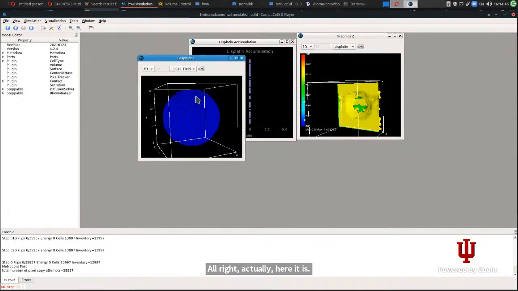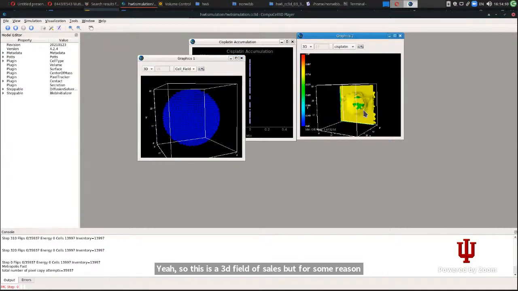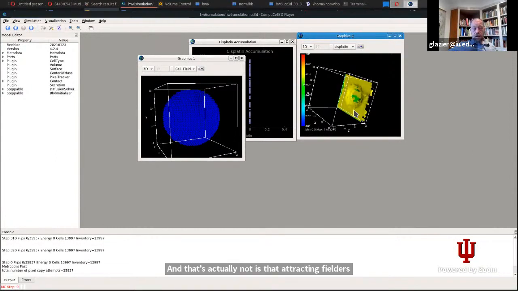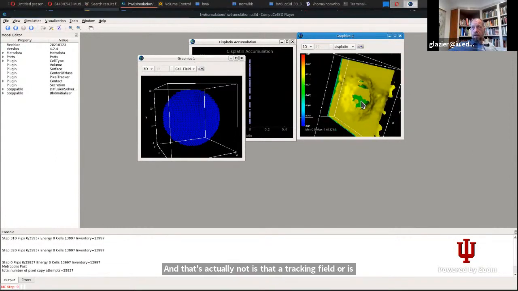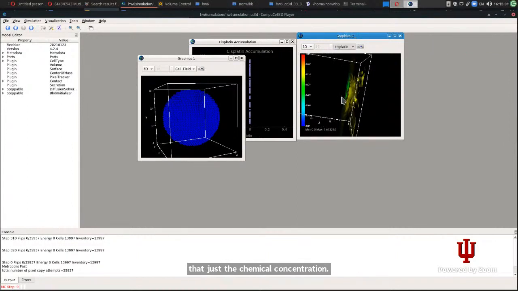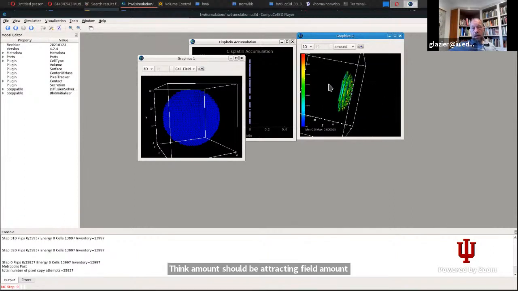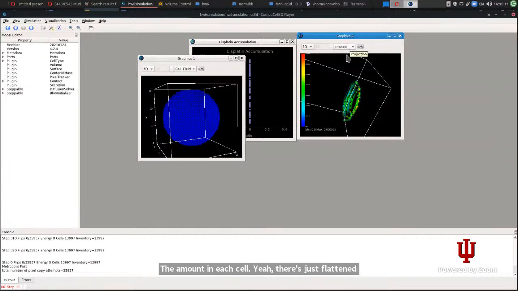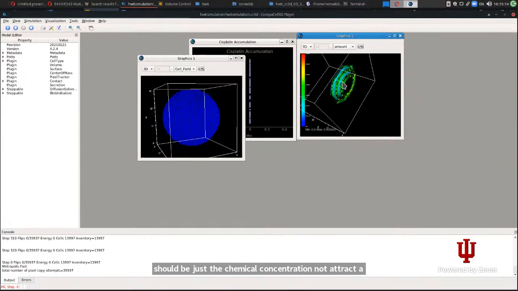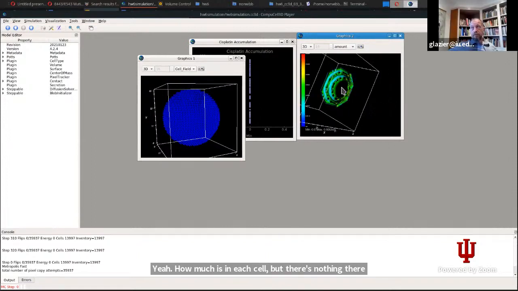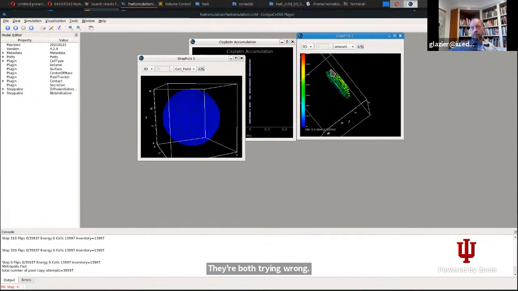Yeah, so this is a 3D field of cells, but for some reason, whenever I'm looking at this tracking field in 3D, it looks wrong. Is that a tracking field or is that just the chemical concentration? I think amount should be a tracking field, the amount in each cell. But the cisplatin should be just a chemical concentration, not a tracking field. Yeah. That's a concentration, but amount is how much is in each cell. But they're both drawing wrong. Yeah, I don't know why it draws only right there.